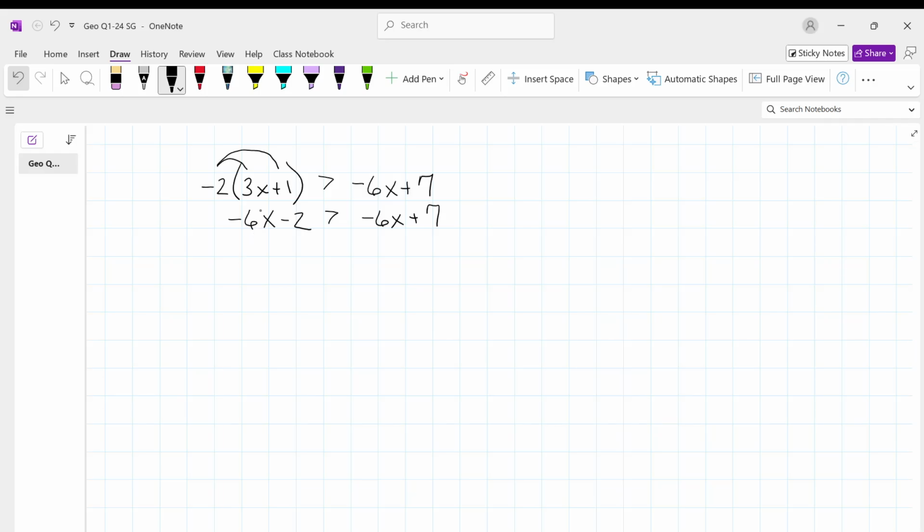So you need to notice this here. We got a negative 6x on both sides. So if we add 6x to each side, look what happens. We get negative 2 is greater than 7. Is negative 2 ever greater than 7? No, right? Negative 2 is never greater than 7. So there's no solution here. All right? This is never true. No solution.